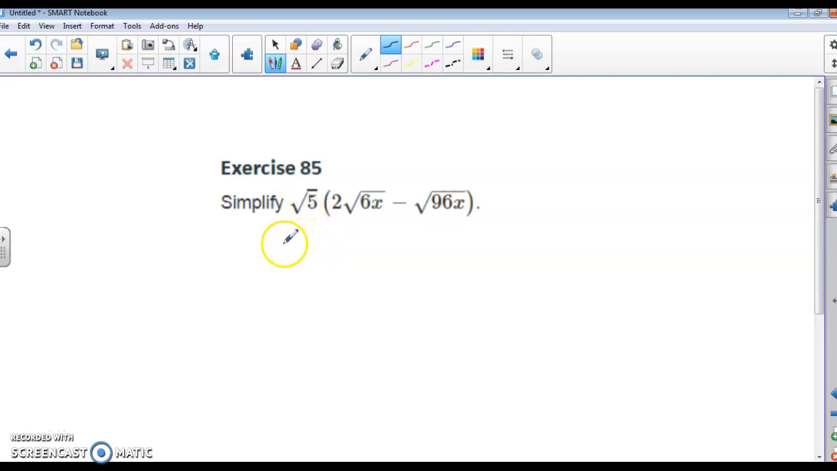All right, for number 85, if I was going to solve this, you can distribute the square root of 5 to both terms inside here. I would probably simplify the square root of 96 first, however. That would simplify into the square root of 16, and then the square root of 6x. Square root of 16 is 4.